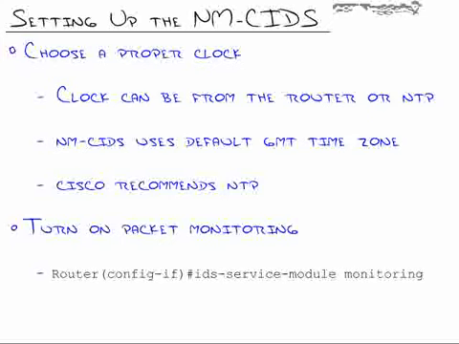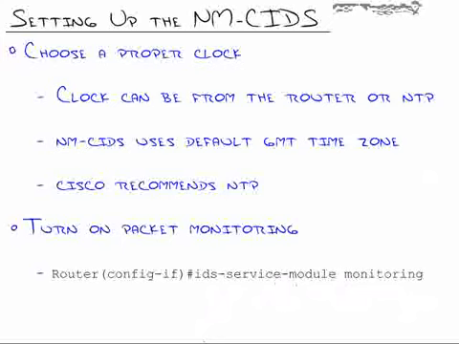From there, we're nearing the end here. The last major step that we have in setting up the NMC IDS is to turn on packet monitoring on the interface. This is the command, you can see it on the screen, IDS service module monitoring, that we need to type under each interface that we want to funnel its traffic into the sensor. By default, the sensor is now running. It has an IP address. Life seems to be good, but it's not watching your interfaces.